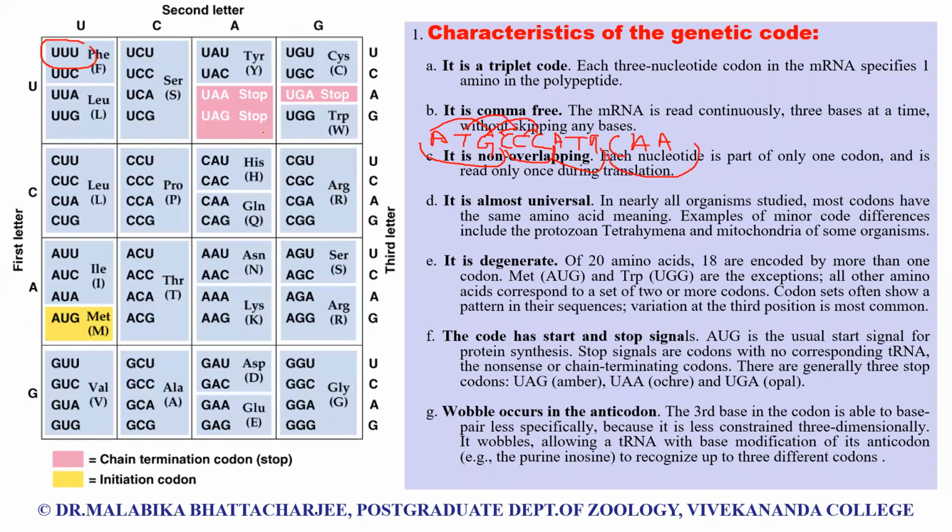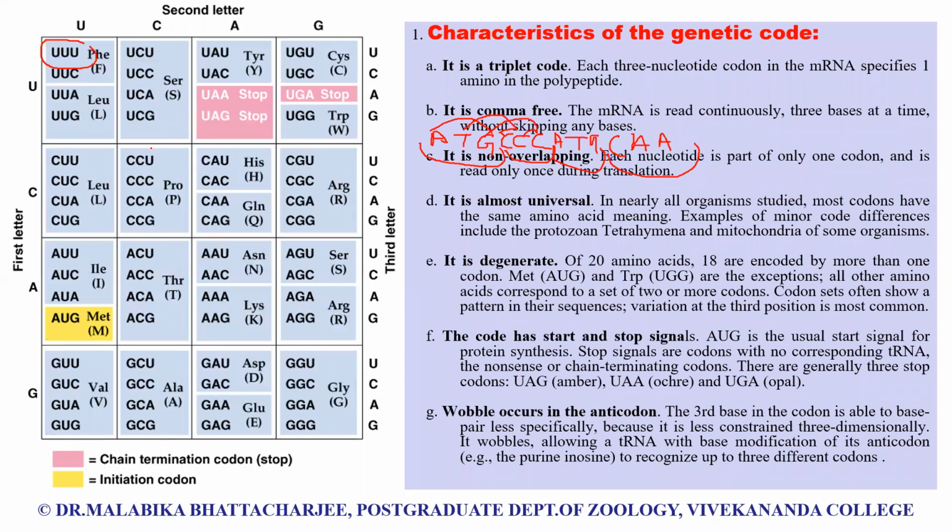I have read the 3 nucleotides. I started with ATG, and then only I entered CCC. So this is non-overlapping. Had it been overlapping, it could have been read as ATG, then TGC, GCC. That is overlapping, but the genetic code is non-overlapping. So you finish reading the 3 bases, and then you read the next 3 bases, and then the next 3 bases, and this is how it goes on. So it is non-overlapping.